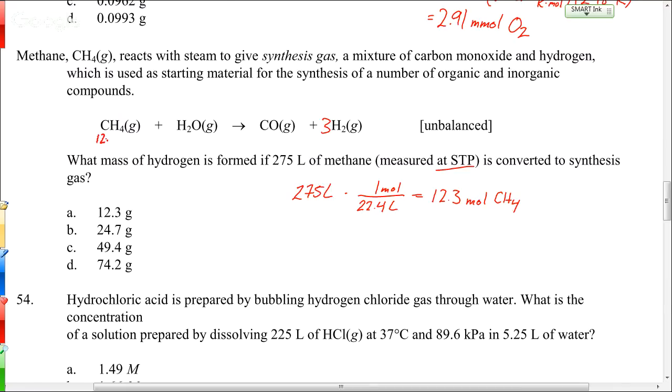So if we've got 12.3 moles of methane, we're going to make 3 times as much hydrogen, right? Because the equation tells us they react 1 to 3, 1 methane for 3 hydrogens. So that means this will be 36.9 moles. Of course, the question asks what mass of hydrogen, so we multiply by the molar mass.